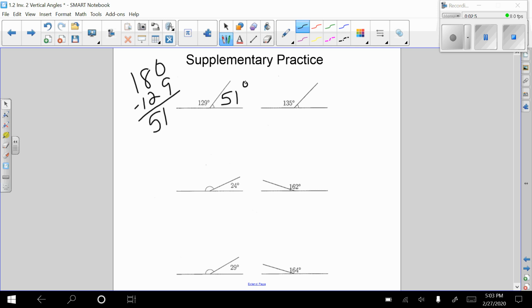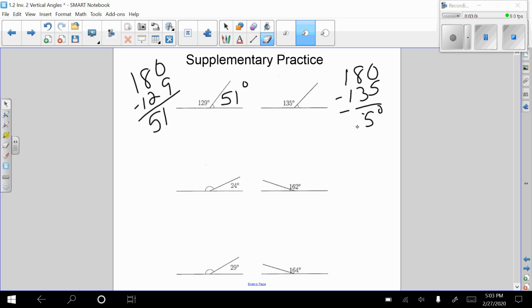If one angle is 135 degrees, how much is the other? Again, two supplementary angles equal 180 degrees minus 135. How much do we get? 45 degrees. Got to work on my subtraction a little bit there. 45 degrees. All right, there's a couple more for you to try. Go ahead and give them a try and see how you do.